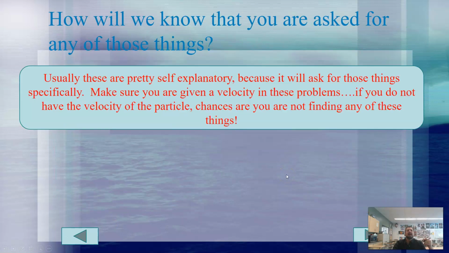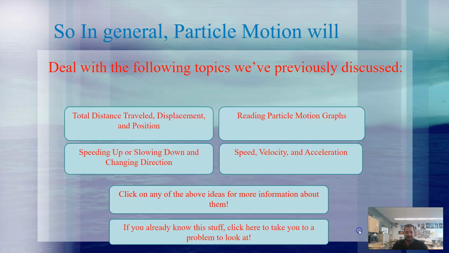If you want to know when you'll be asked to do those things, they're very self-explanatory. It'll be like, tell me what the position is, or tell me what the displacement is, or tell me what the total distance traveled is. If you see those words, then chances are you're good to go. The one thing you do have to make sure that you've got is the velocity of the particle. If you don't have that, then it's almost impossible to find those things, especially using calculus. So that was total distance traveled.